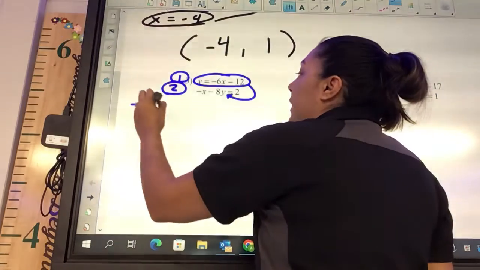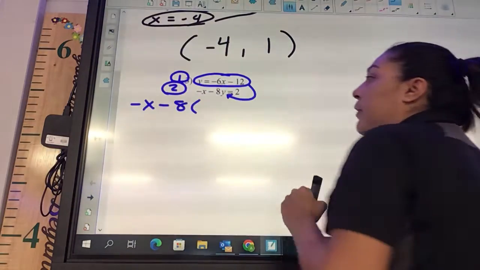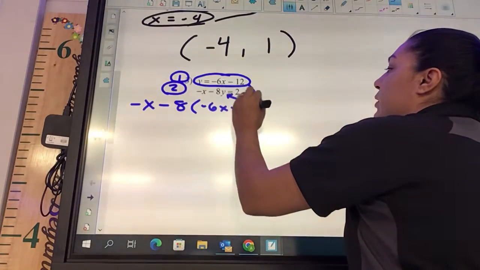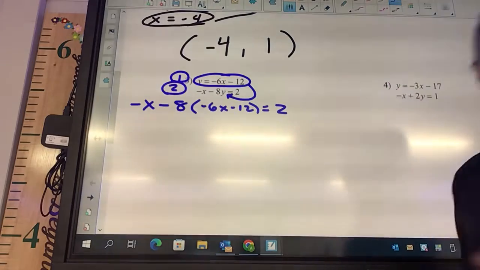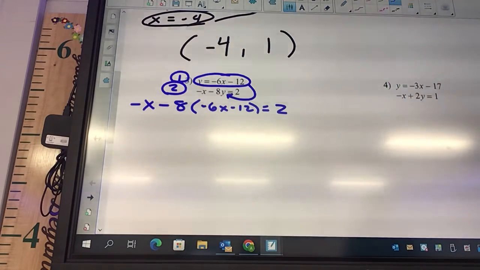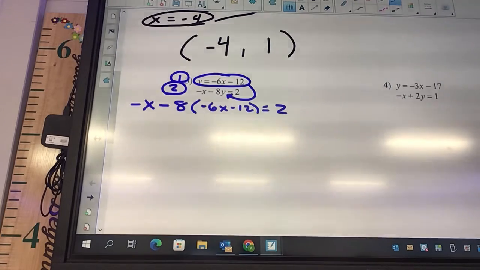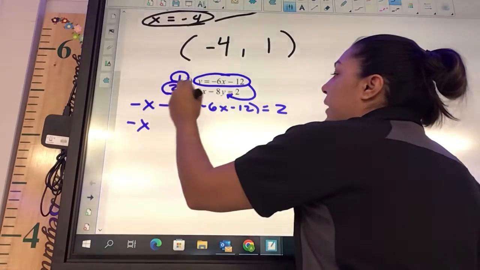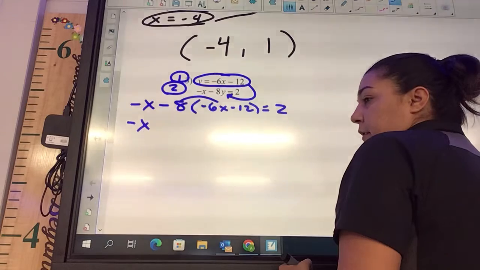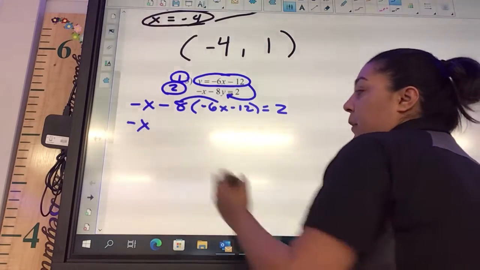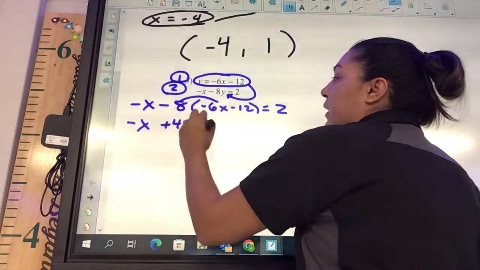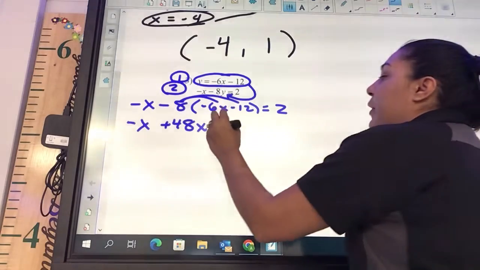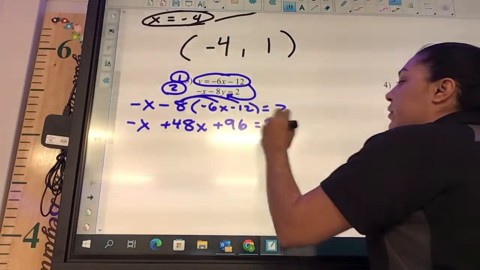Okay, so I got negative x minus 8. And what are we writing for the y? Negative 6x minus 12 equals 2. Okay, what's our next step? Distribute. Okay, so I got negative x, negative 8 times negative 6, positive 48x. Negative 8 times negative 12, positive 96 equals 2.